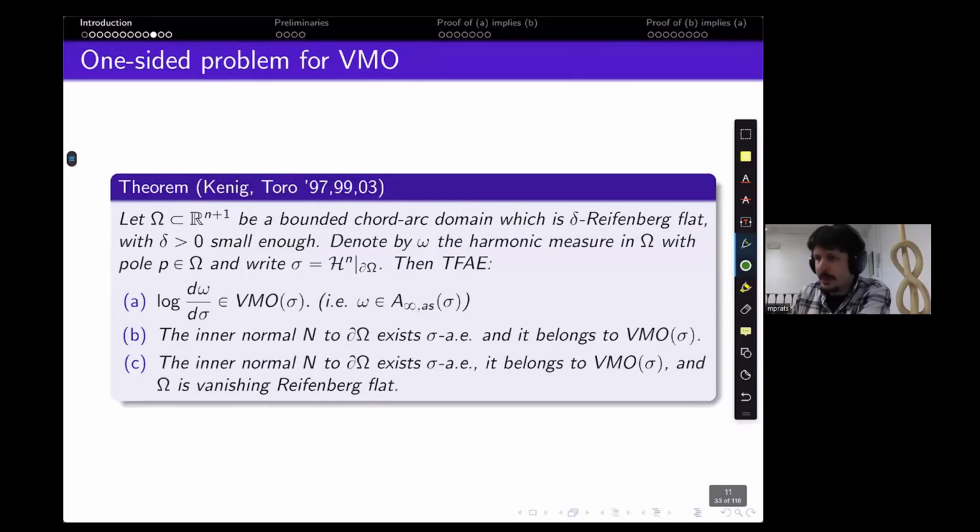Then the following are equivalent. The logarithm of the density is in VMO with respect to sigma, if and only if the inner normal exists and belongs to VMO. Okay? The normal belongs to VMO of sigma. Both conditions are equivalent. And moreover, you gain by Kenig and Toro that omega is vanishing Reifenberg flat. So you have A and B imply in particular that omega is vanishing Reifenberg flat.